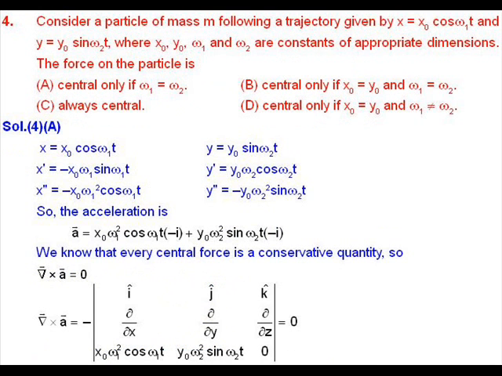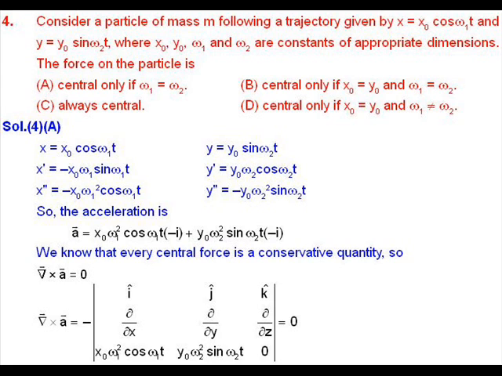Question number 4. Consider a particle of mass m following a trajectory given by x equals x naught cos omega 1 t and y equals y naught sin omega 2 t, where x naught, y naught, omega 1 and omega 2 are constants of appropriate dimensions. The force on the particle is. So it is given that x equals x naught cos omega 1 t. The second derivative of x is equal to the acceleration of the particle along the x-axis, that is equal to minus x naught omega 1 square cos omega 1 t.